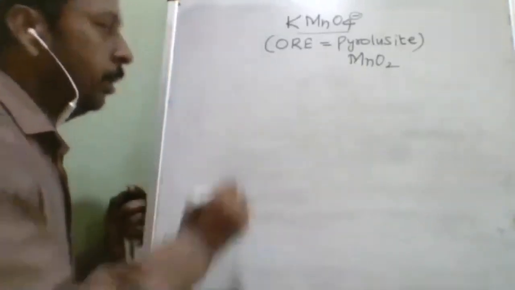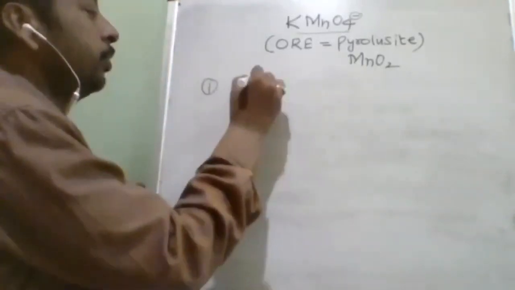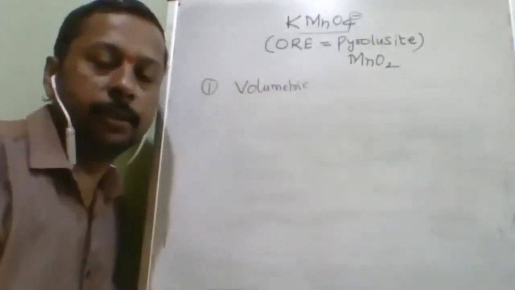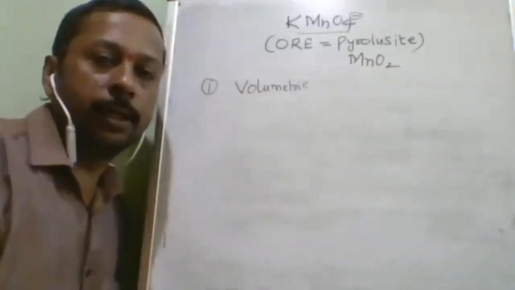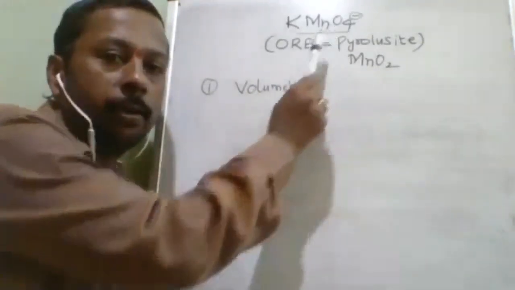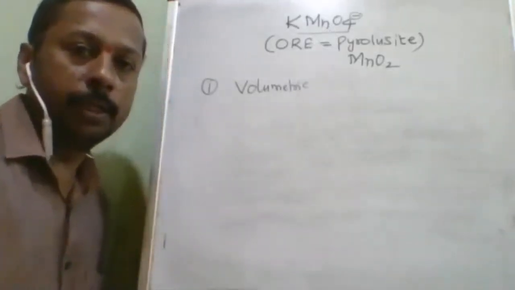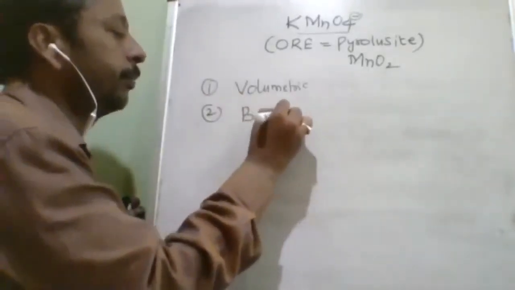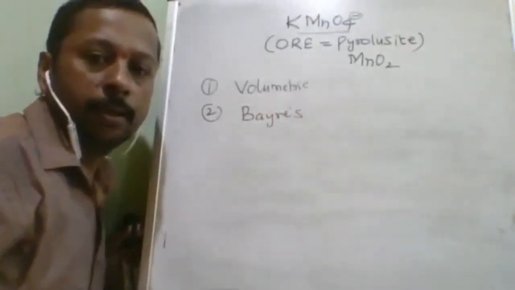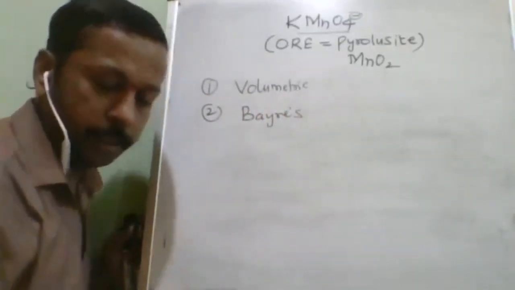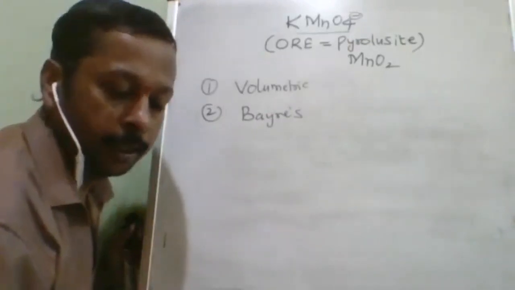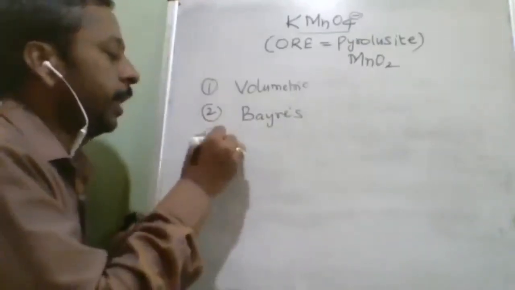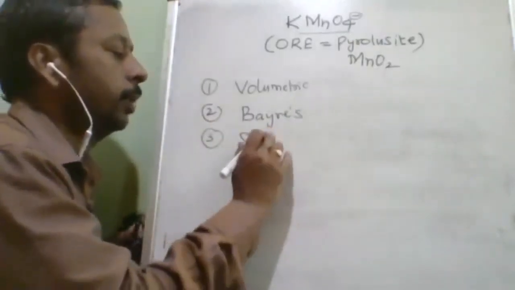Now I am mentioning the uses. First, it is used in volumetric analysis. If you want to know about any substance which is a reducing agent, there it is used as an oxidizing agent. Depending on the quantity of KMnO4, we can find out that substance's concentration. And the very famous Bayer's reagent, in organic chemistry it is used as Bayer's reagent to test the presence of multiple bonds, the unsaturation test.